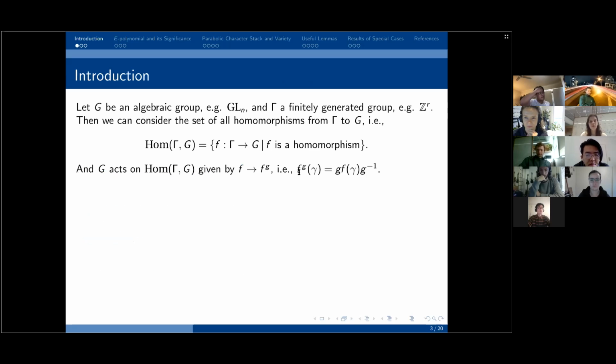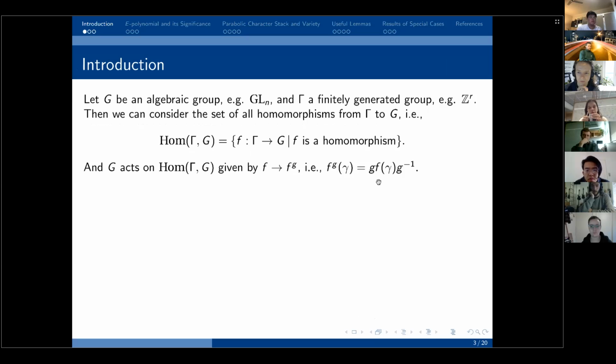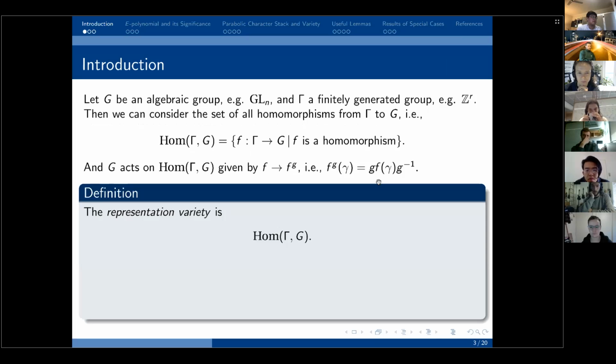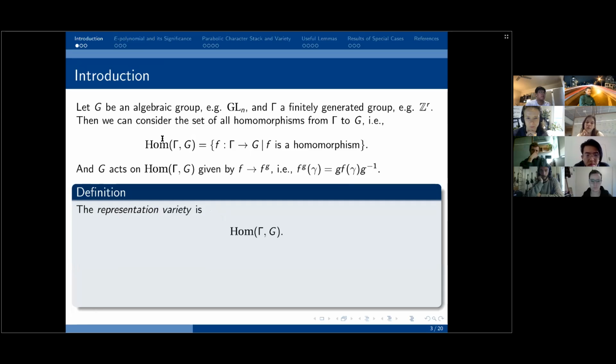So let's consider an algebraic group G, such as GL_N, and let gamma be a finitely generated group, such as Z to the r. And then we can consider the set of all homomorphisms from gamma to G like this. I will call this set the Hom set from gamma to G. Moreover, the group G can act on this Hom set by conjugation like this. With this Hom set and group, we can consider some geometric objects. At first, the representation variety is just the Hom set from gamma to G.